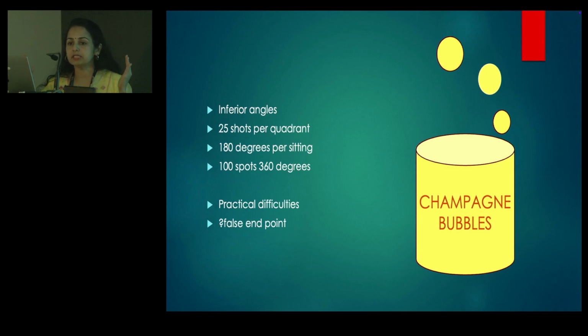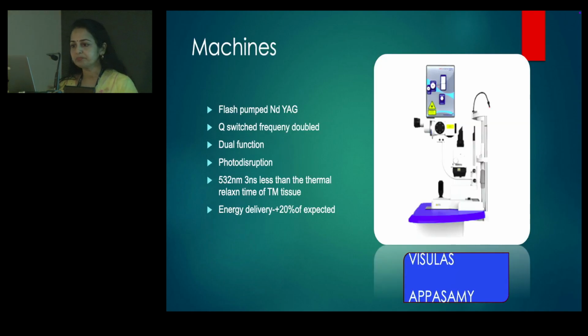When you come to the edges of the mirror, it is difficult because focusing is difficult. You have to get a skill to tilt the mirror and look at the side and give the shots. Then these are the small practical difficulties. Some studies say that champagne bubble formation is a false endpoint because there is not much histopathological changes happening there.